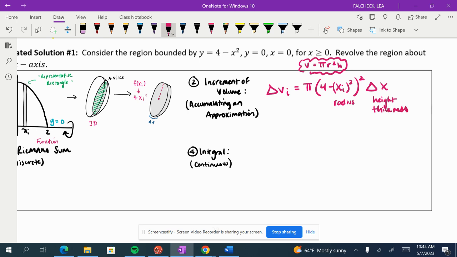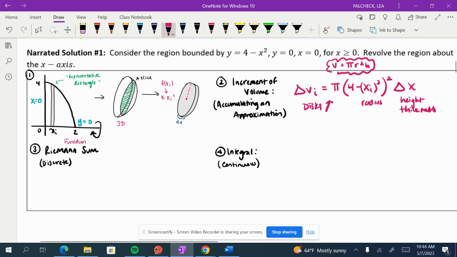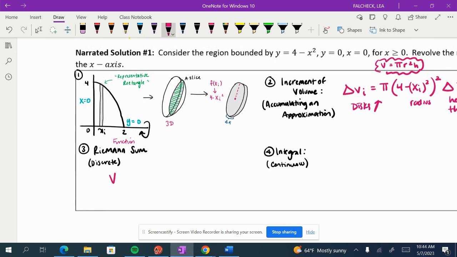Okay, so that is an approximation of the increment of volume that we will be using to approximate the solid's volume. So the approximating Riemann sum that adds up these super skinny disks, or increments of volume, is going to look like this. We have the approximate volume when i starts at 1 and ends at n disks, and it would look like this.